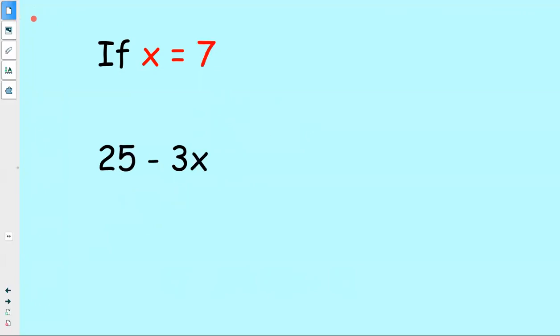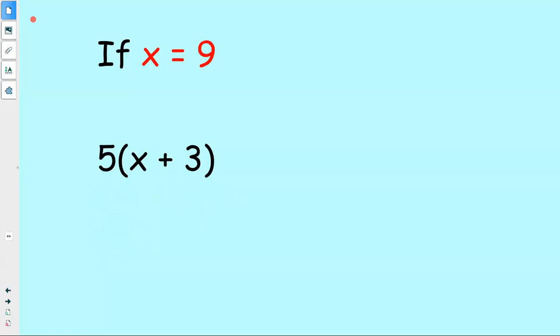x is 7 here, so we've got 25, subtract 3 times x, so 25, subtract 3, multiplied by 7. Your BIDMAS rules, so 7 times 3 is 21. So your answer is 4. Okay, let's move on.